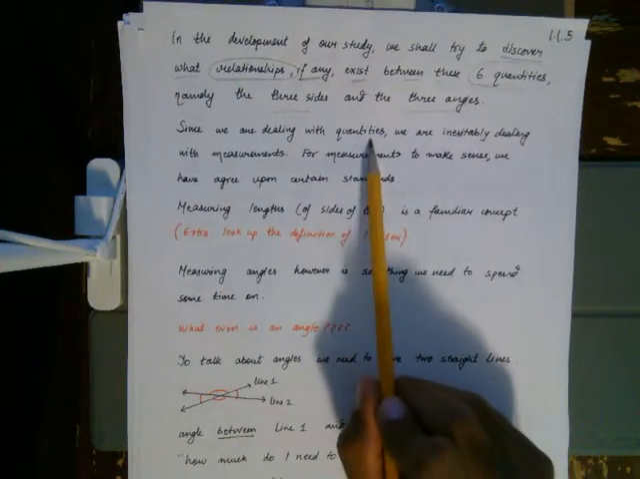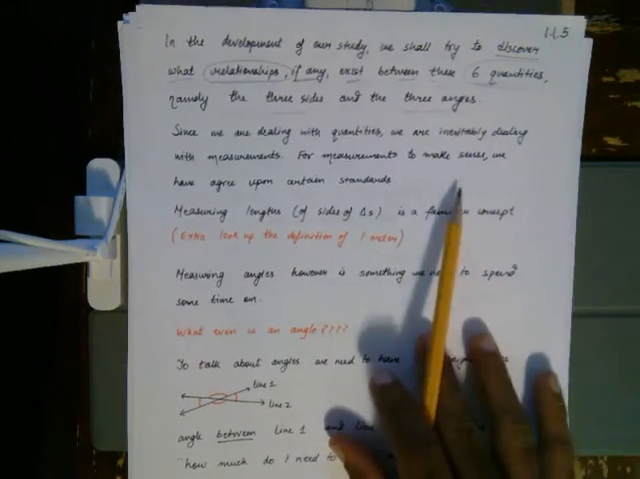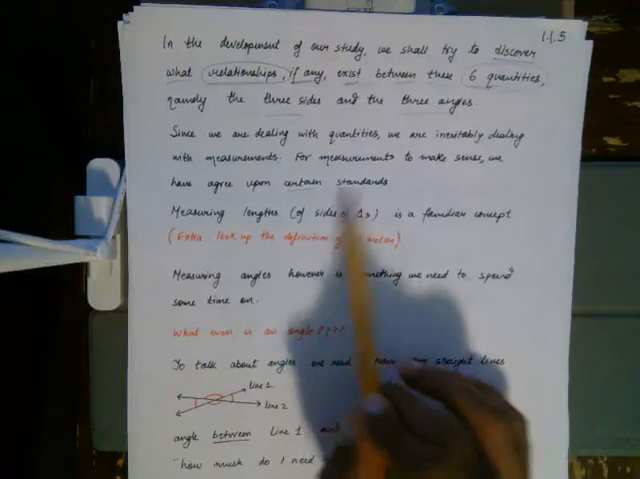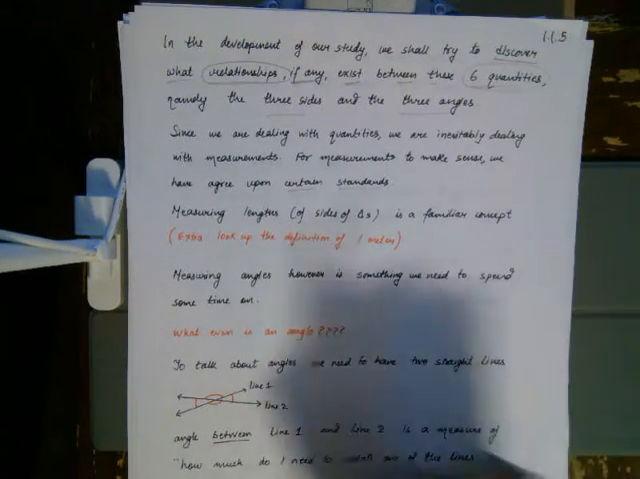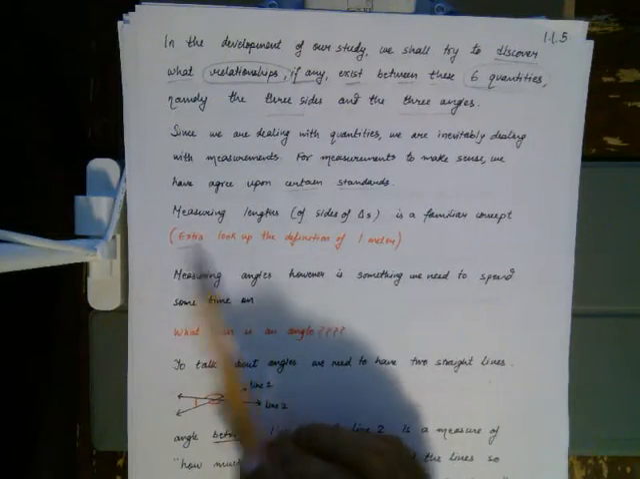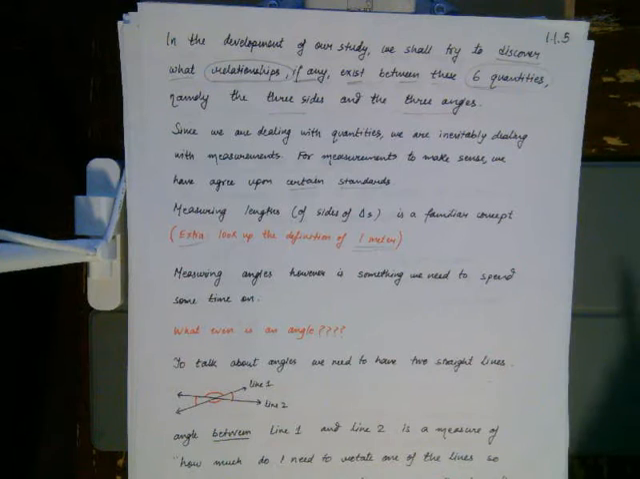Okay, since we're dealing with quantities, it means they have to be measured, right? For measurements to make sense, we have to agree upon certain standards. Measuring length is something that you are familiar with. As an extra, if you want, you can look up the definition of 1 meter. What does 1 meter really mean? And you can even look at historically how the definition of 1 meter has changed.